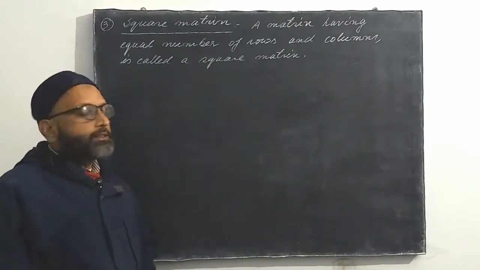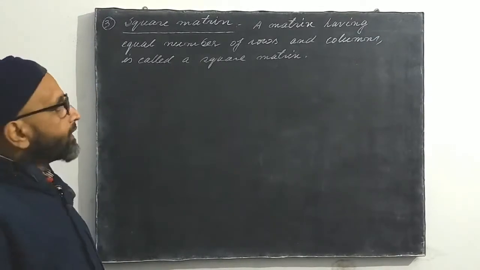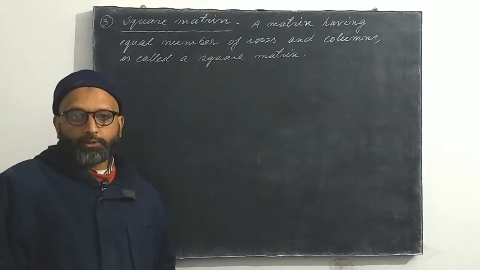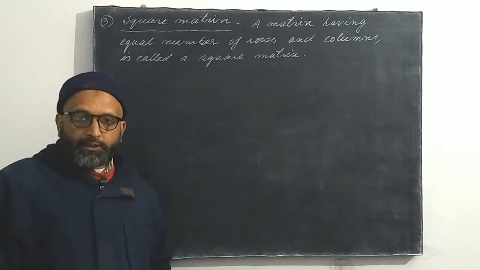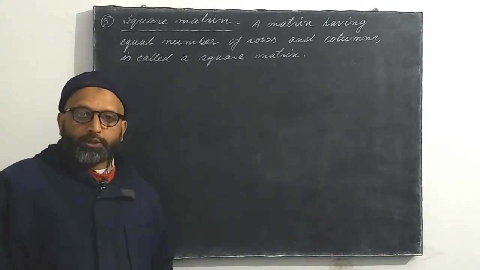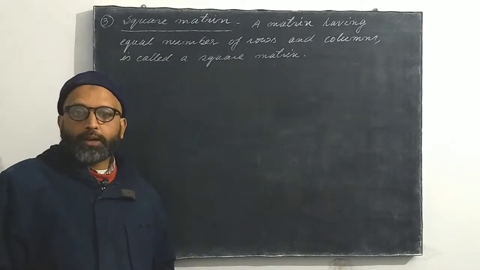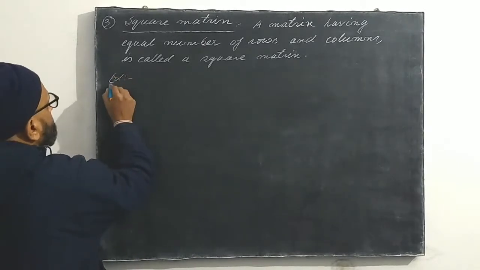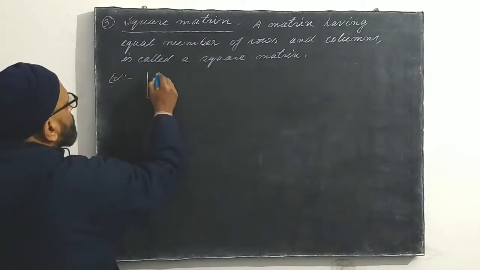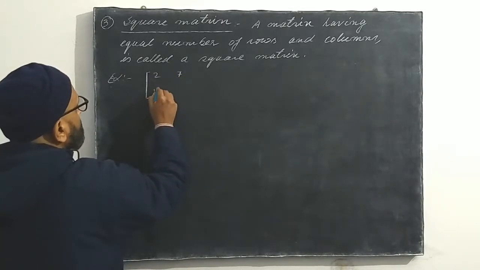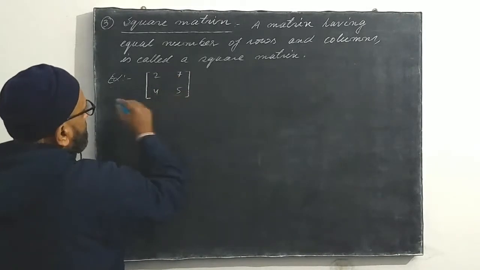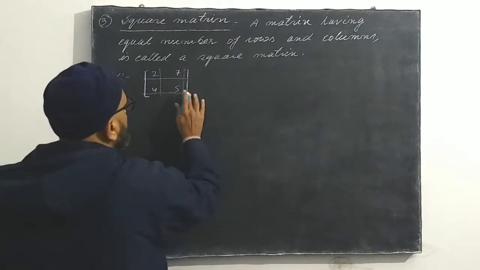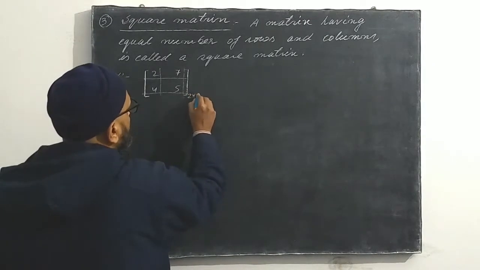Now the next one is a square matrix. So the square matrix is defined as a matrix having equal number of rows and columns. So, for example, a matrix having 2 rows and 2 columns like this, it has 2 rows and 2 columns. So it is a square matrix of 2 by 2 order.